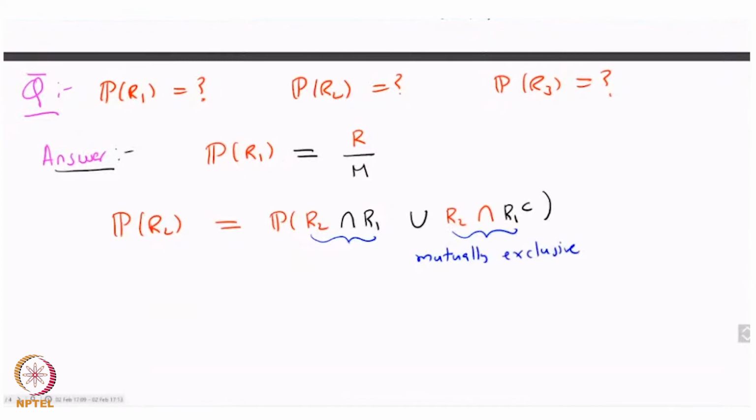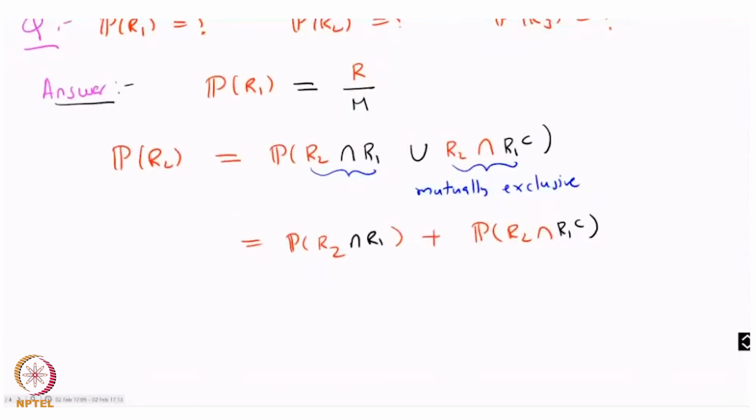So you can use the laws of probability. What do you get? You get the probability of R2 and R1, plus the probability of R2 and R1 complement. Very nice. Now again, I just do a little jugglery. I know this is going to be the same as this, because I only know the conditional probability. Every time I pick a ball, I know how many balls are there in the bag and what sort of balls there are.